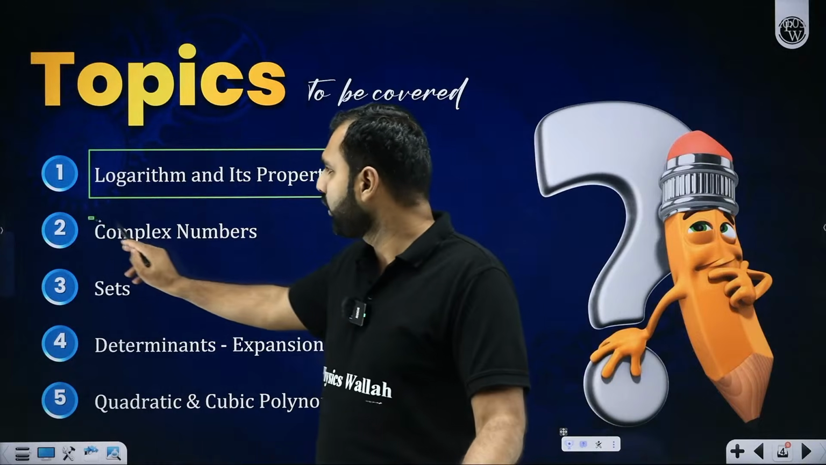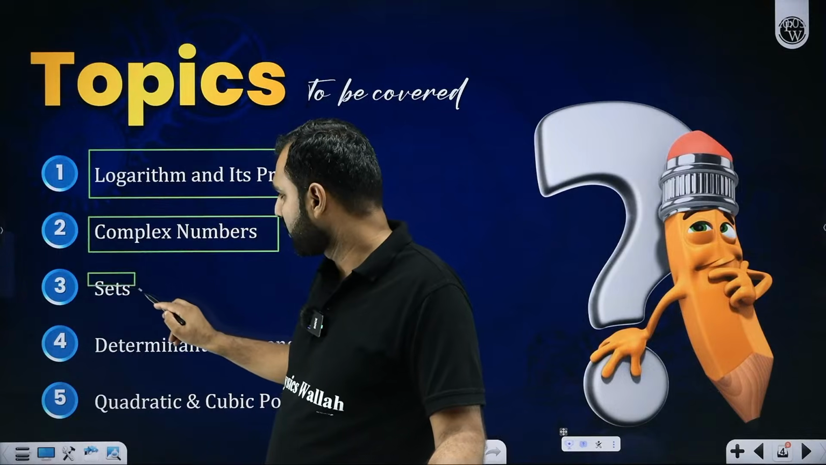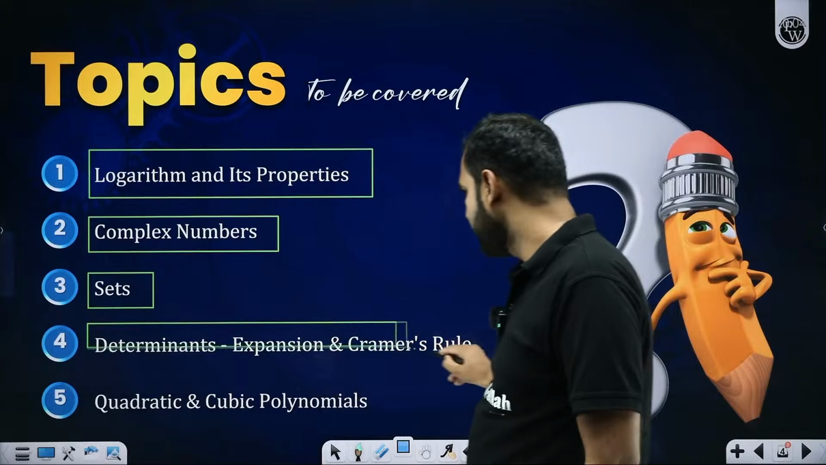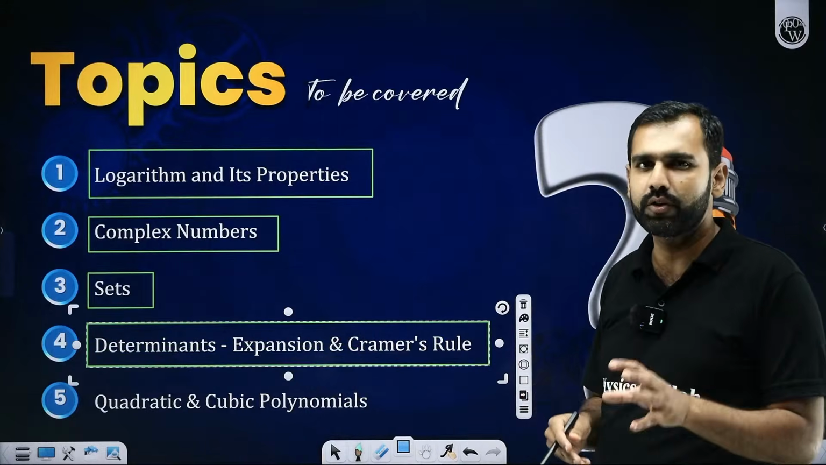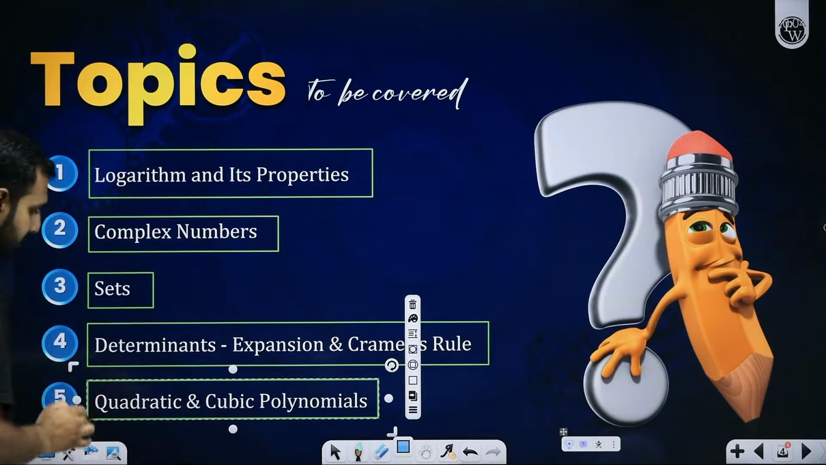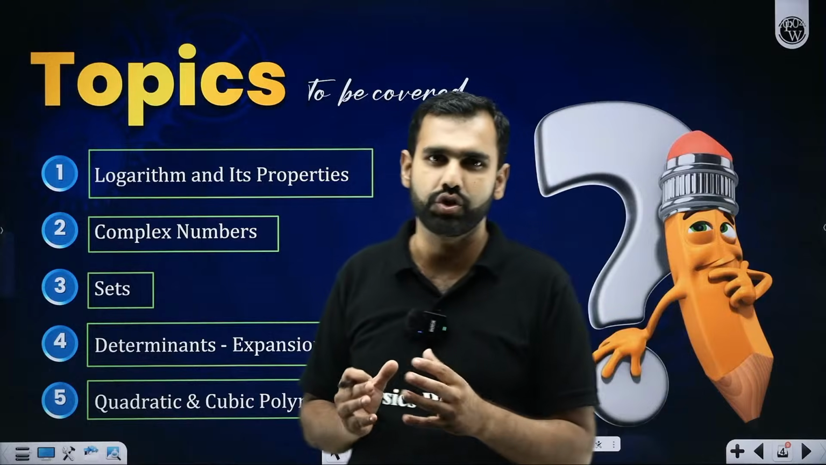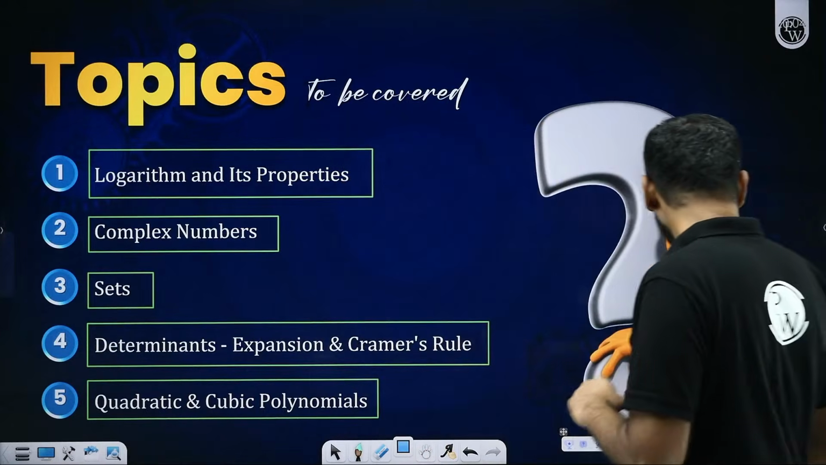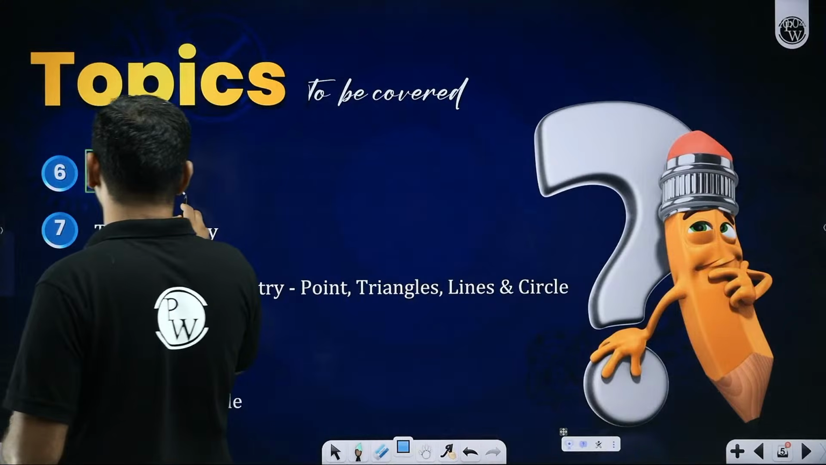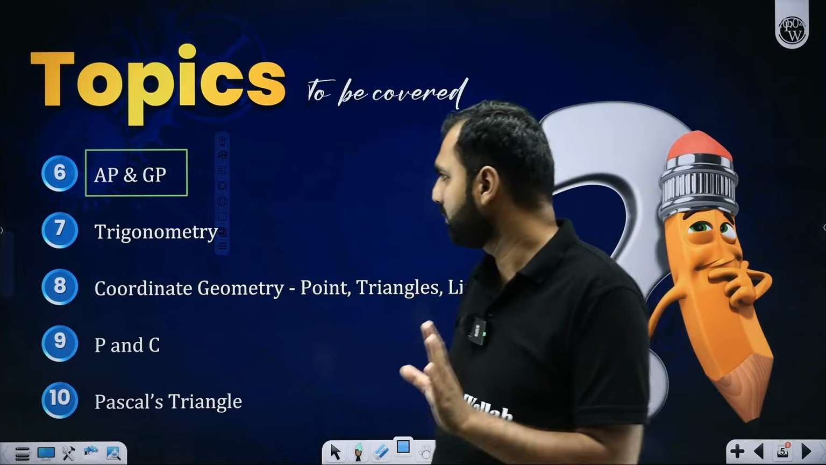Then I'll tell you some nuances of complex numbers, which you might have forgotten. Some people still struggle with sets. Those basics I'll cover. Then I'll talk about determinants, simple expansion, and Cramer's rule if time permits. Then I'll tell you about quadratics, because people still struggle with quadratics, specifically with its graph, its range and all. We'll talk about that as well. Next thing which we'll be exploring is a few basic ideas related to arithmetic progression and geometric progression, AP GP, sequence and series, basics of that.